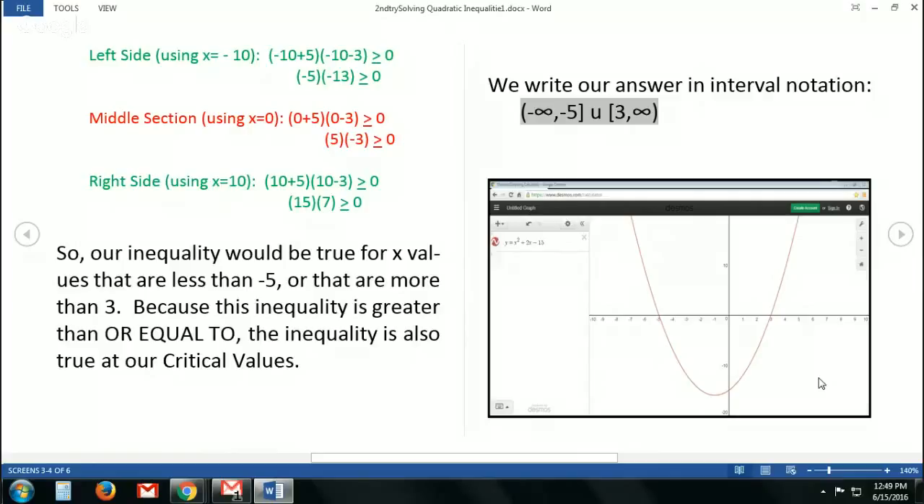Now, what we wanted to know is, where is our picture more than 0? Where is our picture above the x-axis? The part that it's above the x-axis, right here, we're above the x-axis on the left-hand side of the picture. And then over here, we're above the x-axis on the right-hand side of the picture. The place that we are below the x-axis is between our critical values. So from negative infinity to negative 5, you can find the picture above the x-axis. From 3 to positive infinity for x, you can find the picture above the x-axis. But in between those values, between -5 and 3, the picture is below the x-axis.